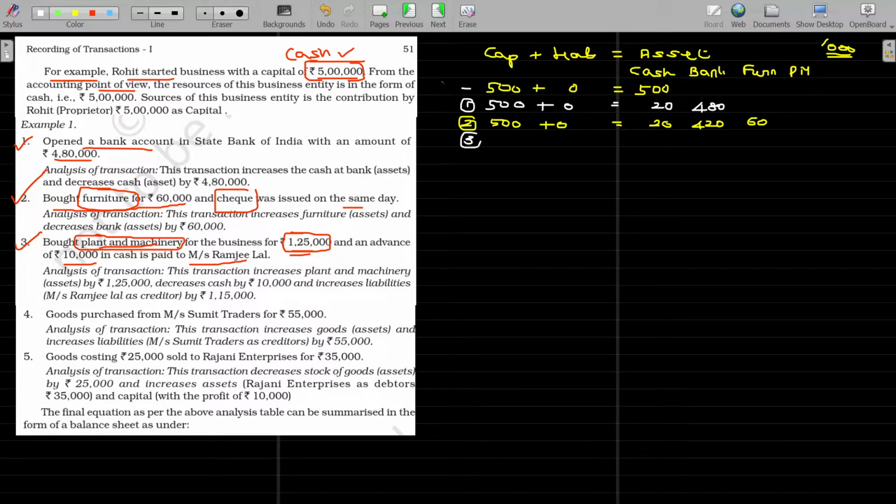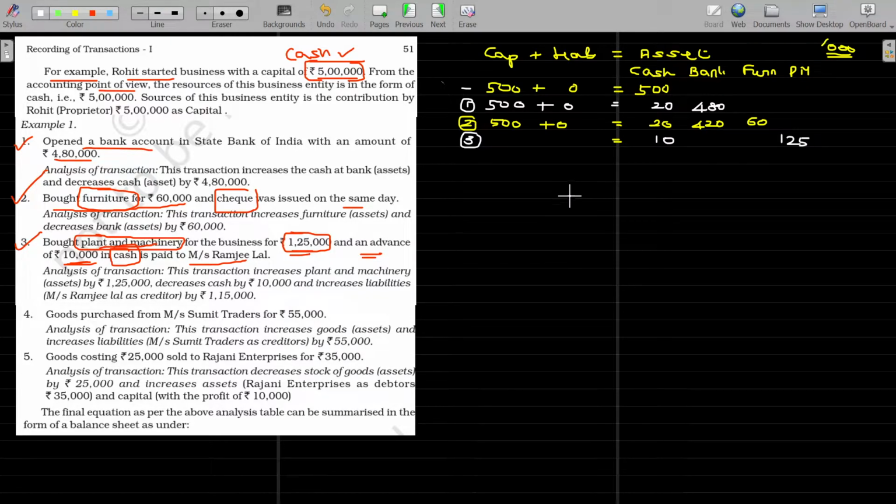Third transaction. The plant and machinery worth being 125,000. But I have not paid completely. Only an advance amount is paid, which is 10,000 rupees. That too in the form of cash. Then the other impact will be where the cash balance might have been reduced. So you have to subtract from there. So from 20, I have to subtract 10,000 rupees. So now the cash balance is only 10.